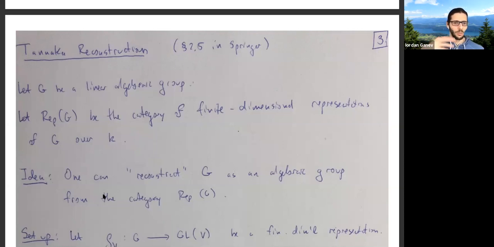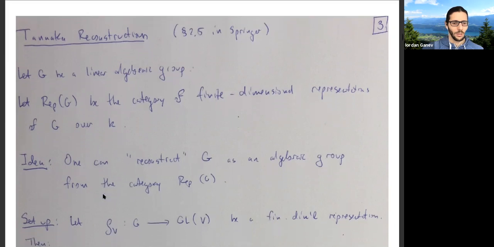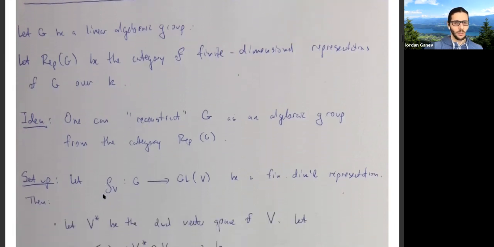So maybe it's given to you by some geometric procedure or some combinatorial procedure, but if you know that it satisfies certain properties, then you know that it's the representations of a group, of an algebraic group. Linear algebraic group, in fact. Okay, so that's the idea. So how does it work? We need a bit of setup.